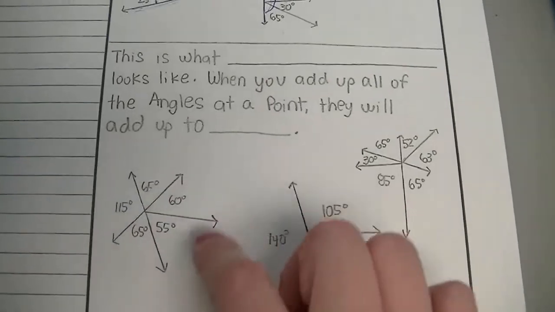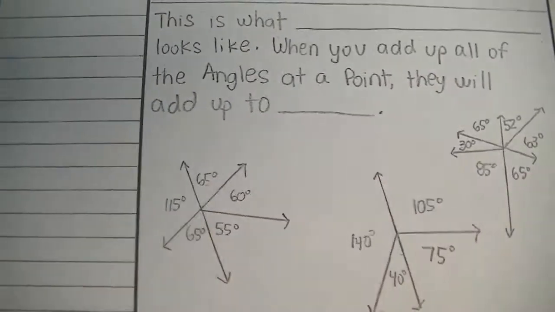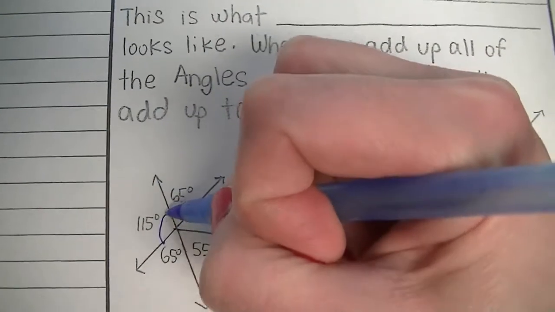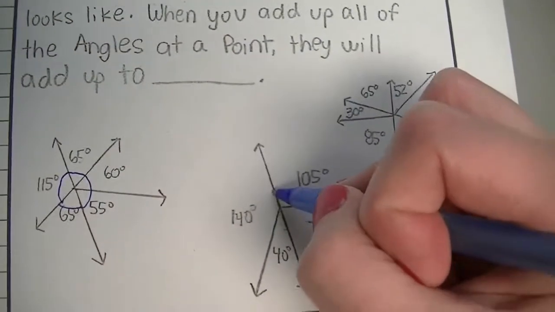Next section, see these right here? See how they're a little bit different than the ones above? How they all meet at a vertex, right there. So I want you to figure out what these all add up to. Add all their arcs together, all the degree measurements.